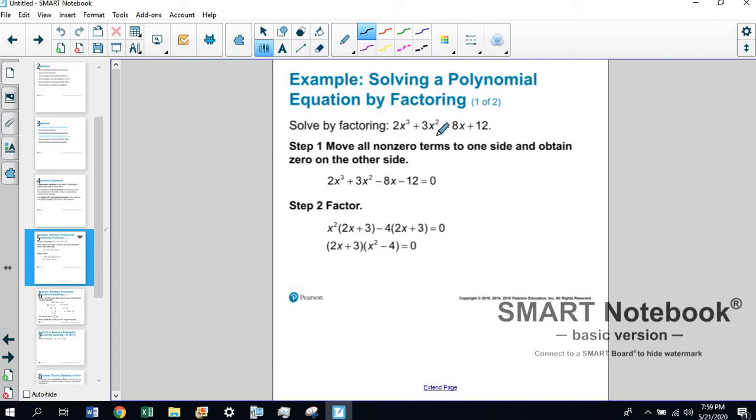2x cubed plus 3x squared equals 8x plus 12. If we're going to factor, then we've got to move everything and set it equal to 0. So we subtract 8x from both sides, and we subtract 12 from both sides. Then we factor by grouping because there are 4 terms. If we group these two terms and these two terms together, there's an x squared in common between 2x cubed and 3x squared.